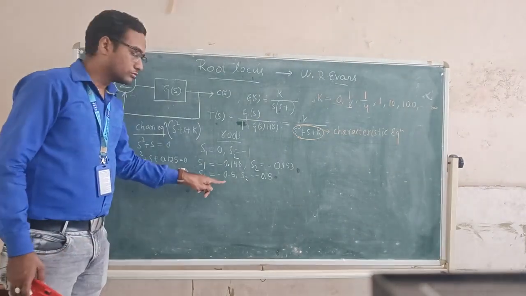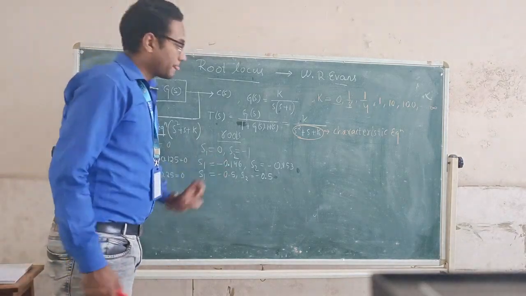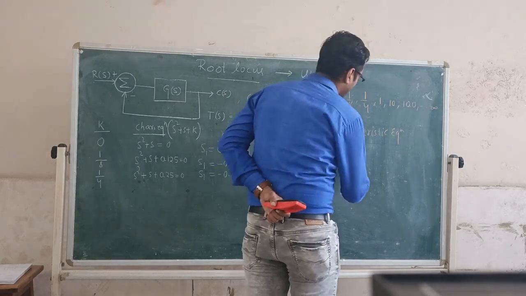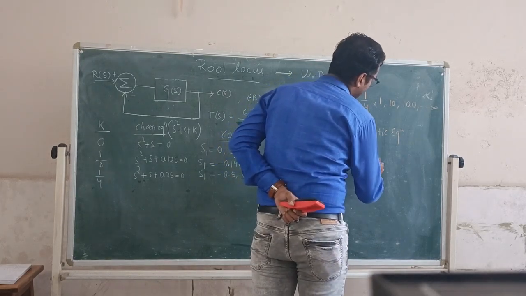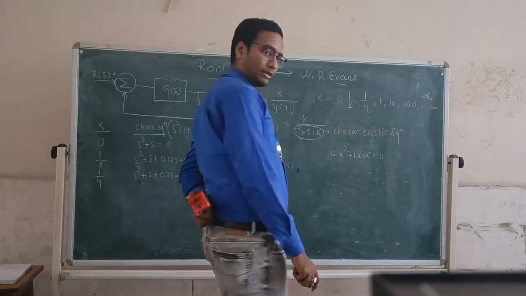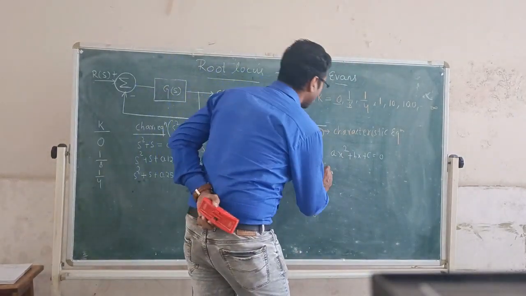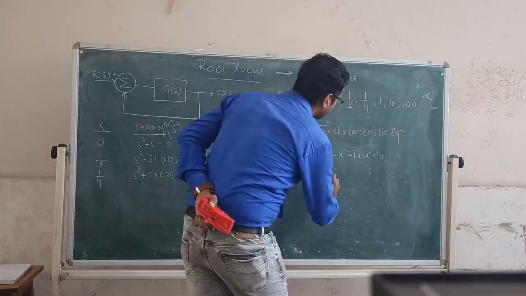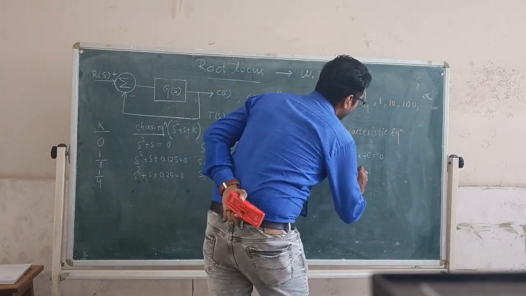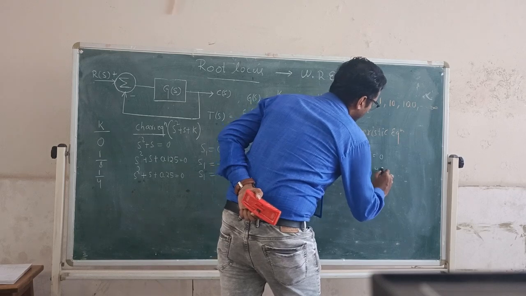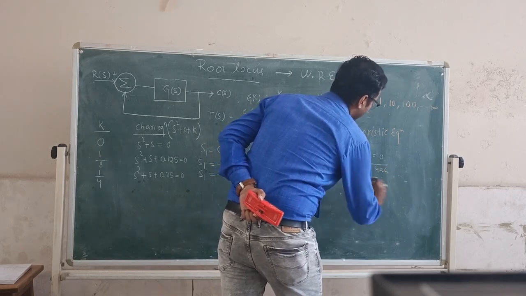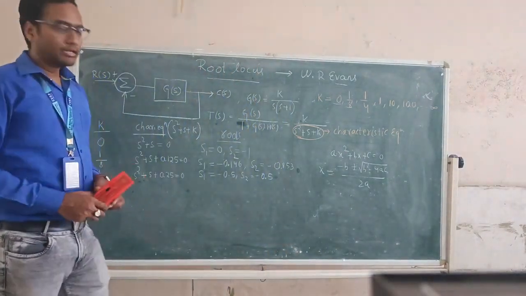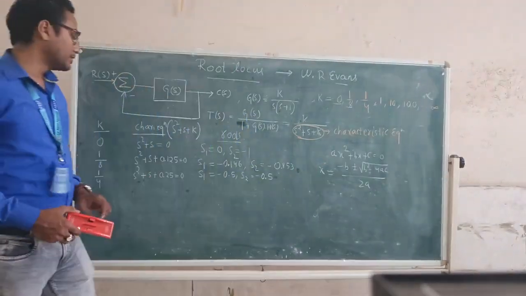You can calculate the roots by using this formula. Suppose the equation is ax² + bx + c = 0. This is a second order quadratic equation. So what is x here? How many roots will be there? Two roots. So here x will be calculated as (-b ± √(b² - 4ac)) / 2a. I have used this formula in order to calculate s1, s2.